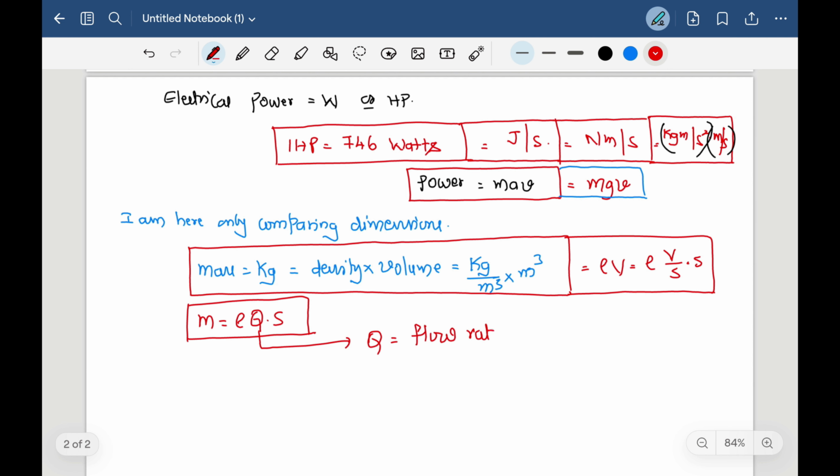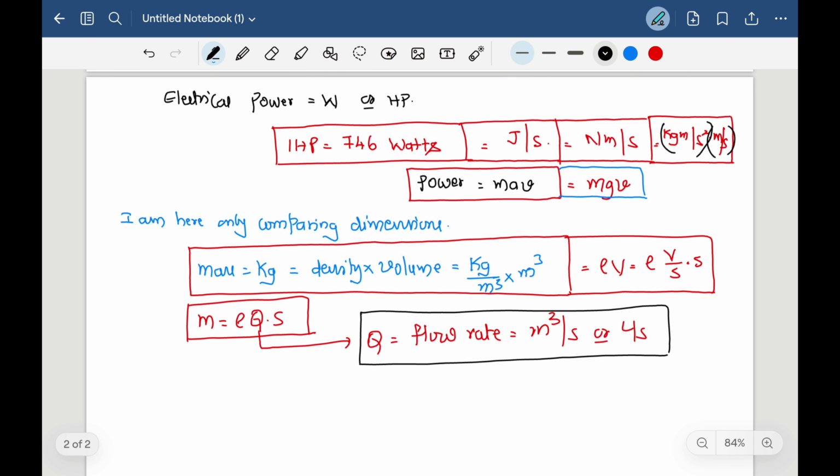This is very important. Either this can be cubic meter per second or liters per second. This is the flow rate. This is volume flow rate. It's not mass flow rate. Mass flow rate is different, that is kg per second. It is volume flow rate, cubic meters per second. This Q is there. Then M is equal to rho Q into second.